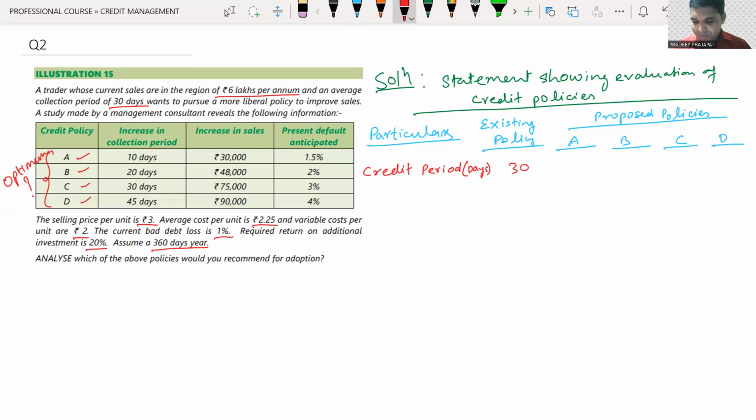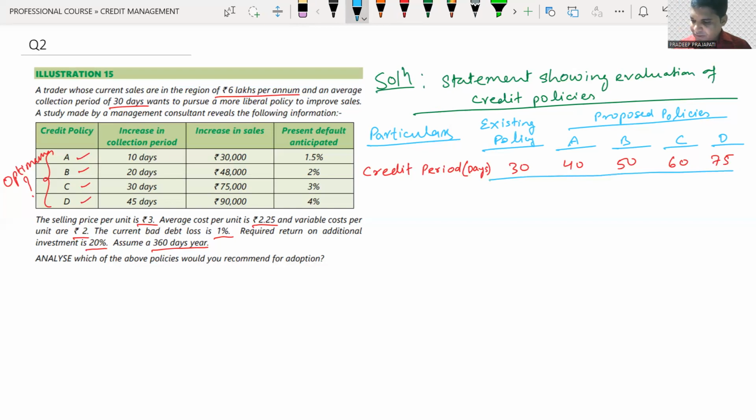And proposed increase in the collection period. So in case of A, it will increase by 10. So 30 plus 10, 40. Second, 30 plus 20, 50. Third, 30 plus 30, 60. And the last one, 45. So 30 plus 45, 75. Now close this figure.